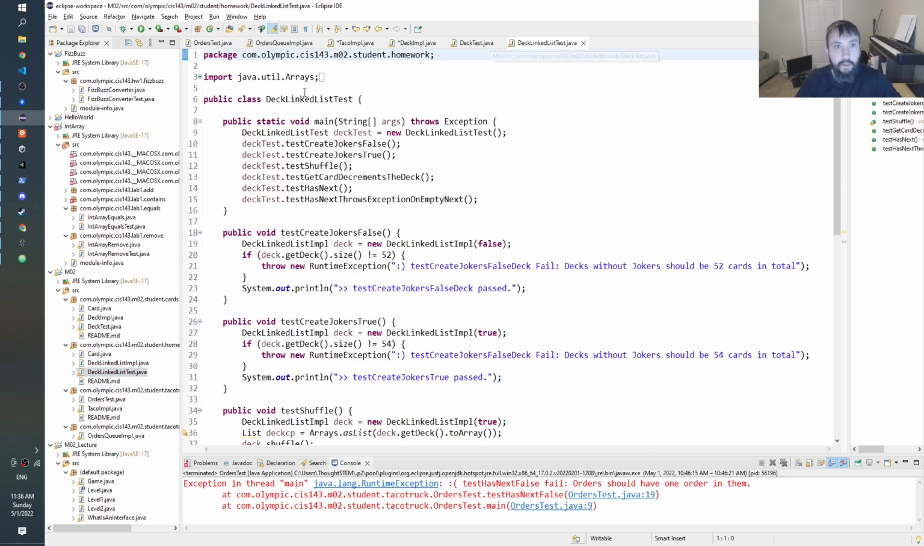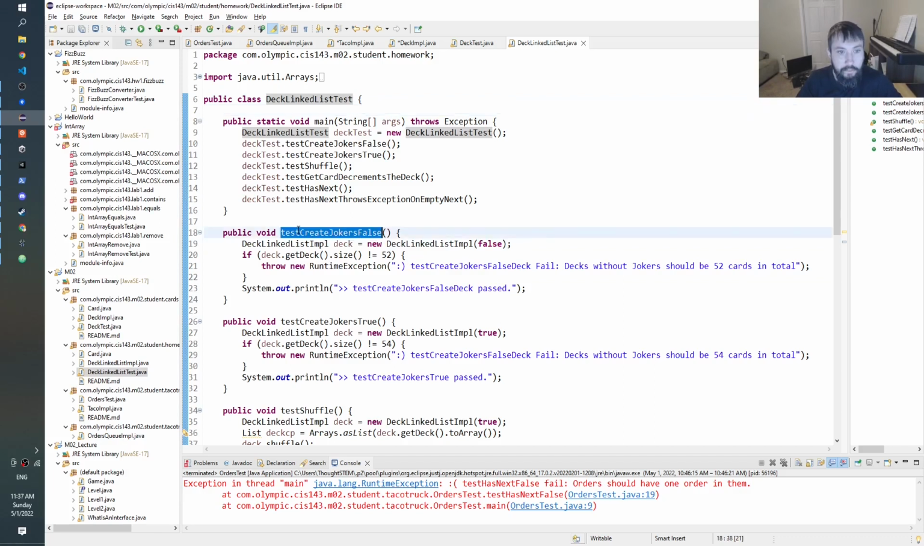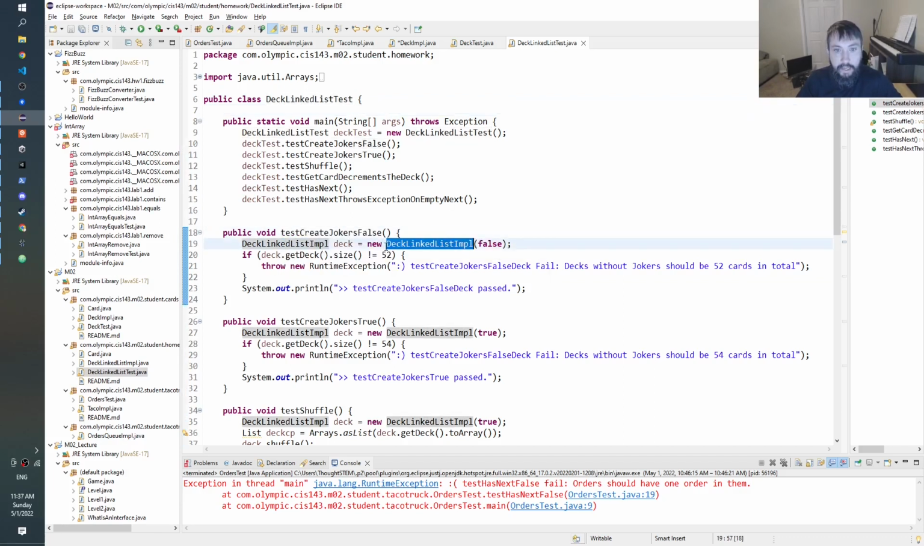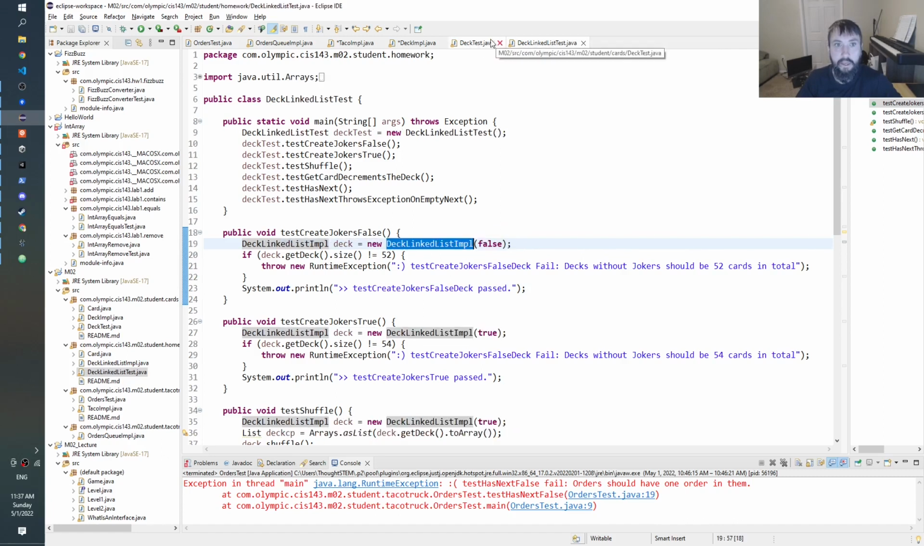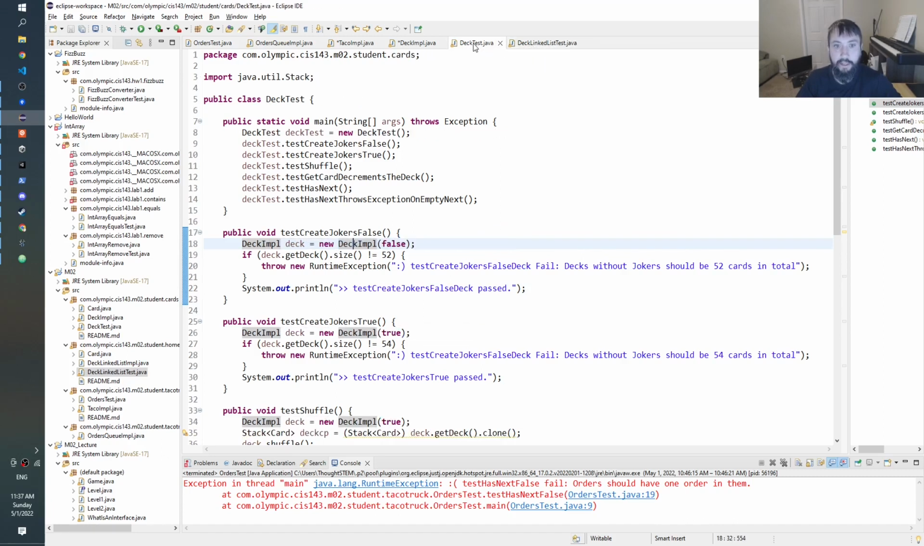And then finally, we have the homework, which is deck linked list test. At least that's what I want to look at first here. Like all the other tests, this is a bunch of algorithms in every method. No variables up here. But if we see here, it creates a new deck linked list. So that was in the homework. And if we compare that with deck test, very similar, right? Here I am bouncing between these two classes, and you can see that only parts of it are changing. Everything else is the same, right?